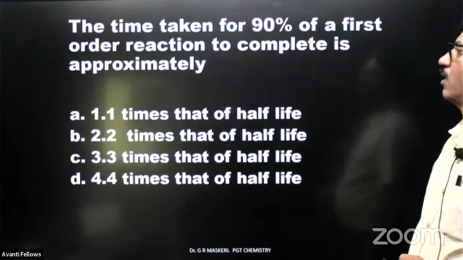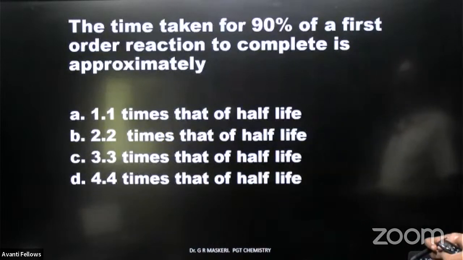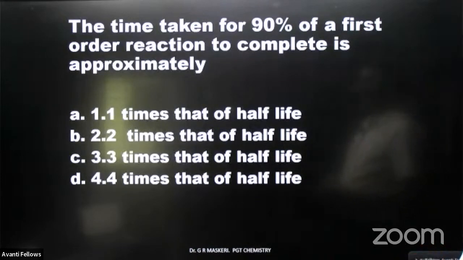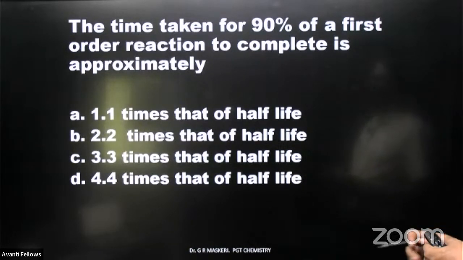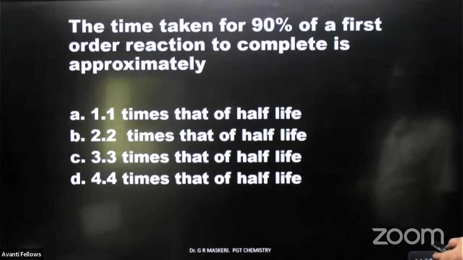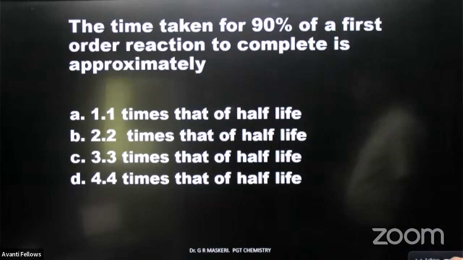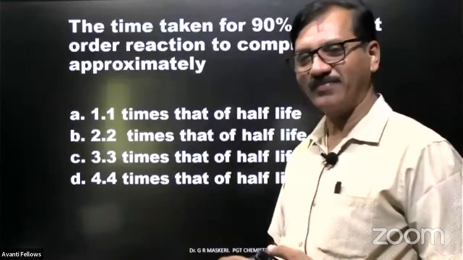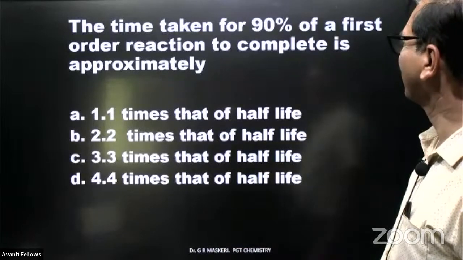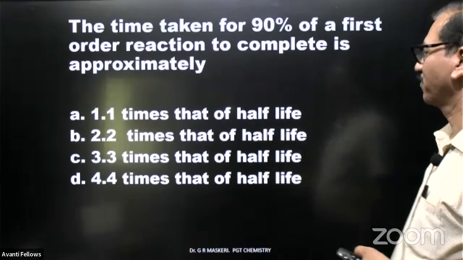Okay. Now, the time taken for 90% of the first order reaction to complete is approximately 1.1 times of the half-life, 2.2 times of the half-life, 3.3 times of the half-life, 4.4 times of the half-life. Option C, sir. How have you done it? Sir, after 3 half-lives. Okay, fine. Option C.